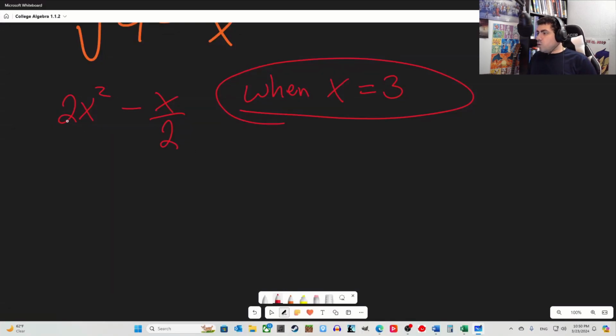So what is this? We don't know what the x is. We don't know what this x is until it's clarified or defined when x equals 3.